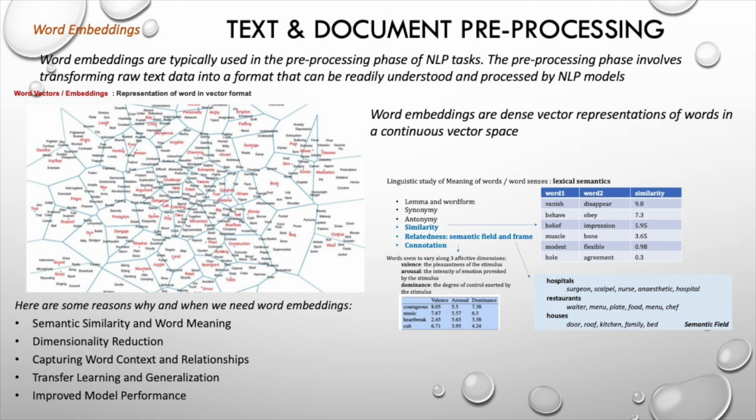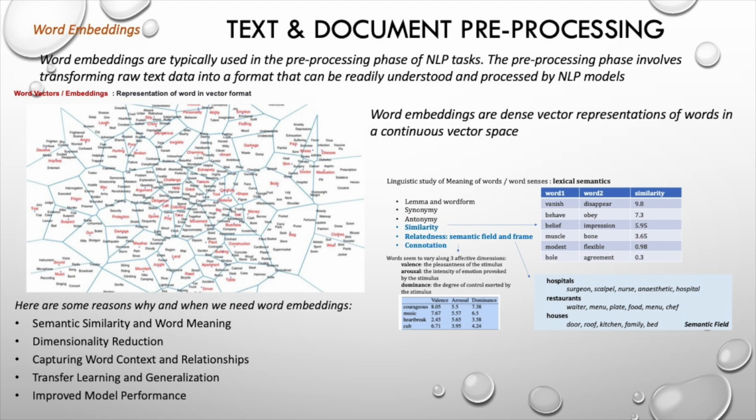in meaning. Dimensionality reduction. Word embeddings provide a way to represent high-dimensional and sparse word spaces in a lower-dimensional dense vector space. Traditional approaches like one-hot encoding represent words as high-dimensional sparse vectors, where each dimension corresponds to a unique word. Word embeddings, on the other hand, represent words as continuous, dense vectors of fixed dimensions. This reduces the dimensionality of the word space and allows for more efficient and effective processing of textual data.